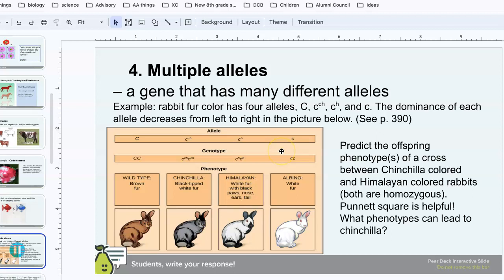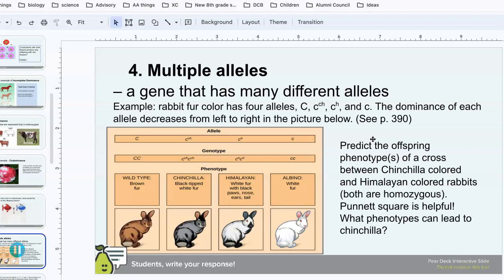And then, of course, the only way you get albino is if you are carrying both of the recessive albino genes. So the question is, and usually we go a little bit slower through this, but I'll review with you guys, I'd like you to predict the phenotypic offspring of a cross between chinchilla-colored and Himalayan-colored rabbits. Both are homozygous, so that's going to be C(ch)C(ch) and C(h)C(h).